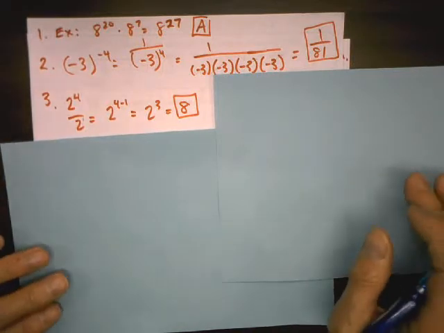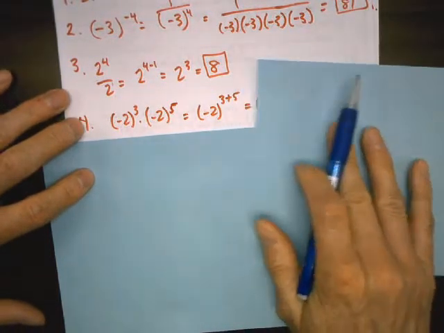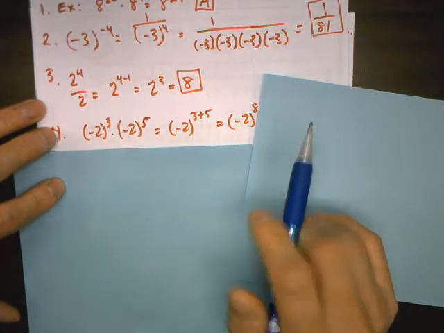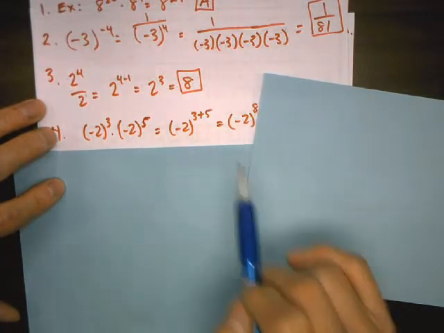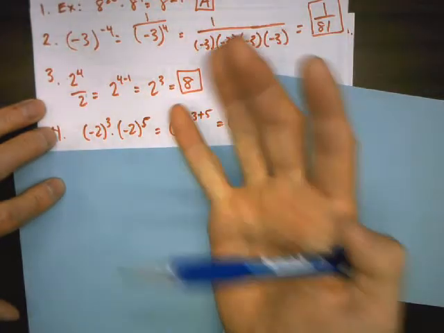Number 4, multiplying powers by the same base, like we talked about in problem number 1. Copy the base, add the two exponents, and then simplify. If I have negative 2 8 times, remember that's an even number of negatives, so that's going to be a positive answer.